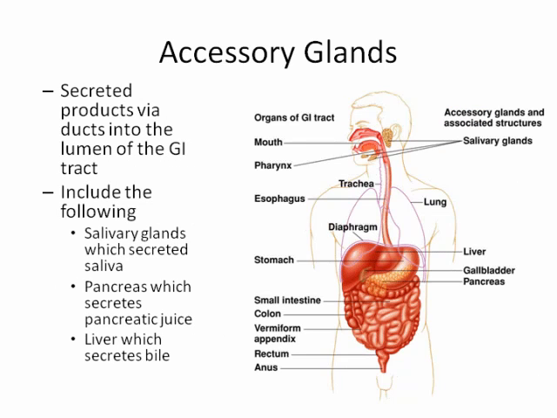Now, throughout the digestive tract, we have a series of accessory glands. Basically, these are responsible for secretion of products via ducts into the lumen of the GI tract. And these include the following: the salivary glands, which secrete saliva, the pancreas, which secretes pancreatic juice, and the liver, which secretes bile. And of course, this also means that these are secondary endocrine organs, because they are involved in secretion of various substances, some of which are in fact endocrine and some are exocrine in function.